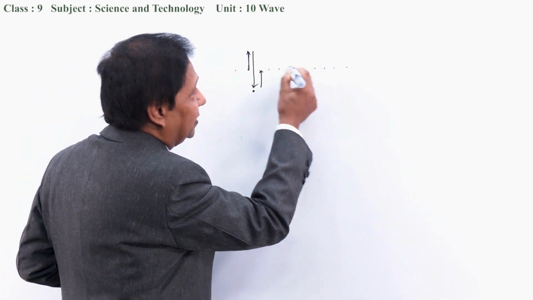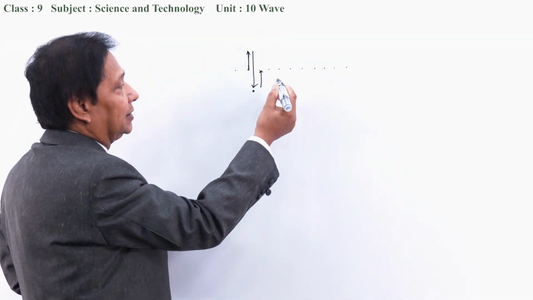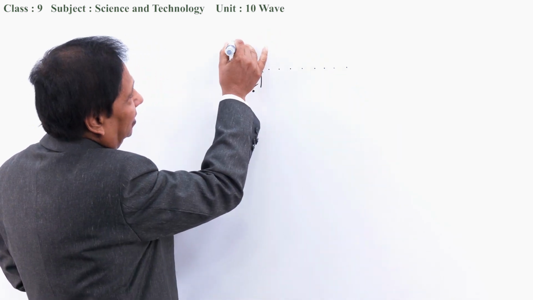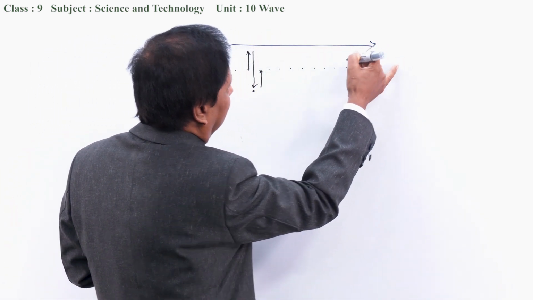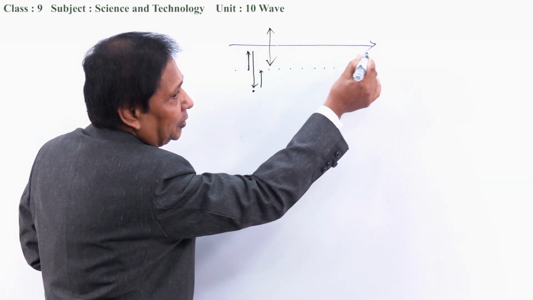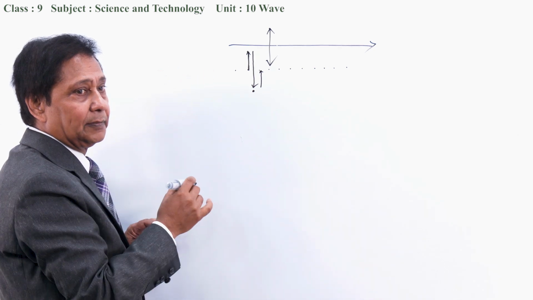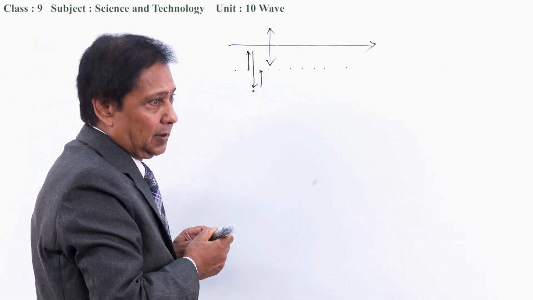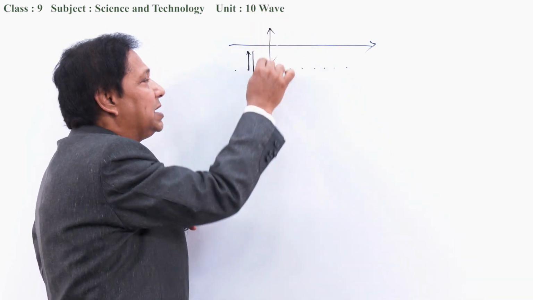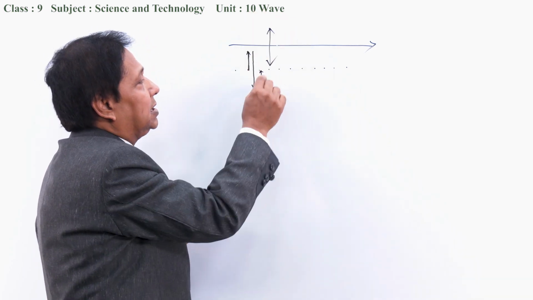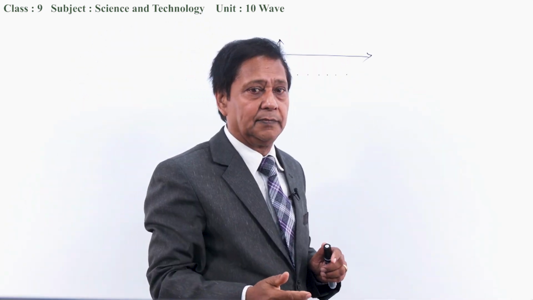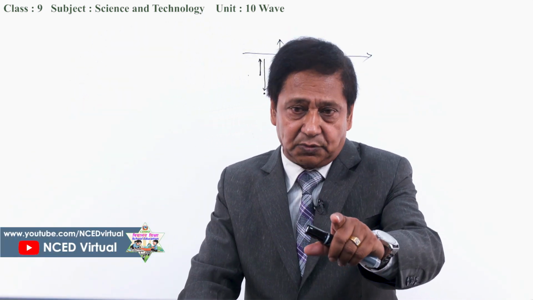All the particles keep on moving the same way. The particles keep moving up and down this way, but the wave travels in this direction. This type of wave is called a transverse wave. What is it? The mechanical wave in which the particles of the medium vibrate perpendicular to the direction of propagation of the wave is called a transverse wave. This way we can define a transverse wave.